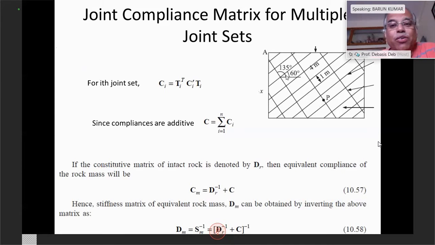Negative, sir. When we go clockwise, we will make the matrix T negative. With this 60 degrees, will we take positive or negative? Negative, in clockwise it will be negative, sir. We will take negative. Yes, sir.